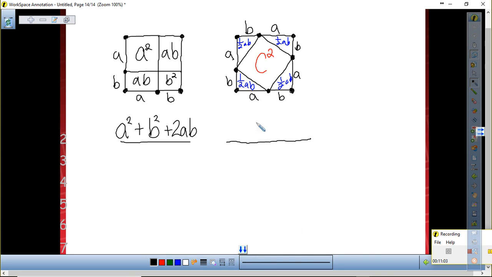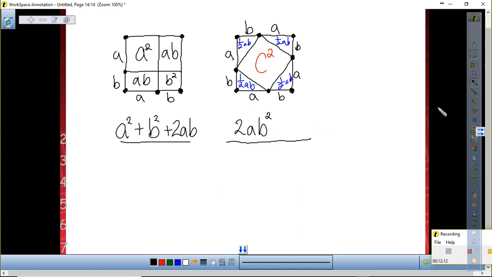Let's see. Brian, what'd you get for your area? 2AB squared. No, we're actually getting the area in here. You're close.